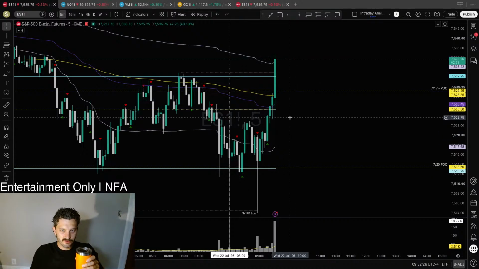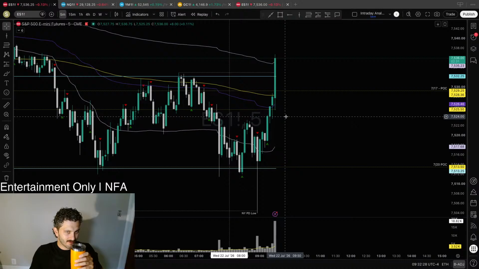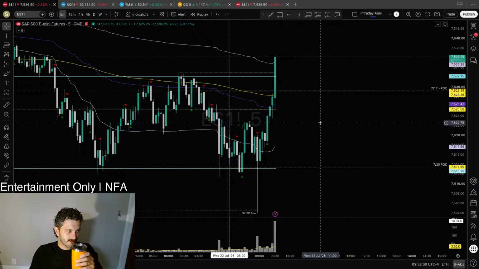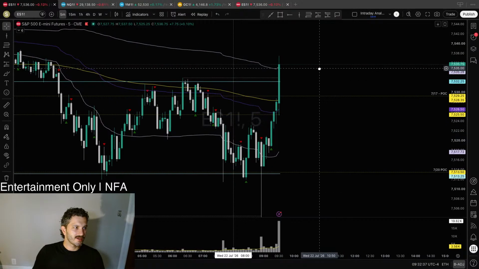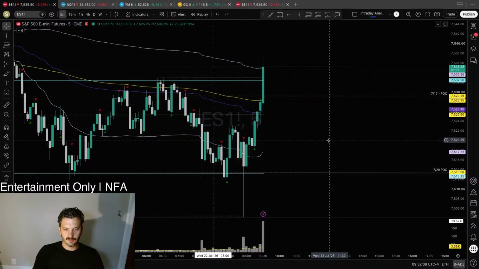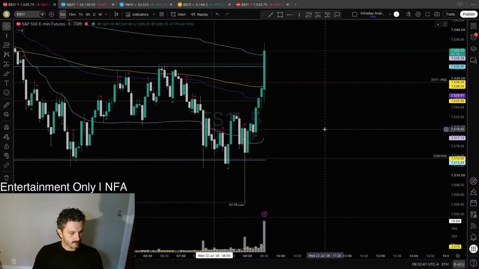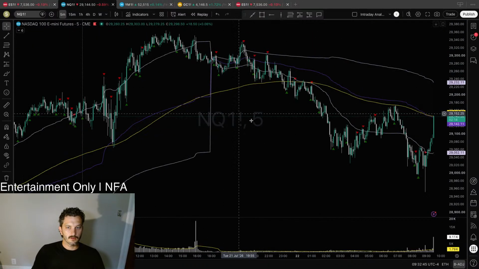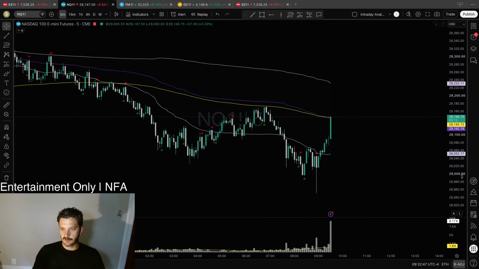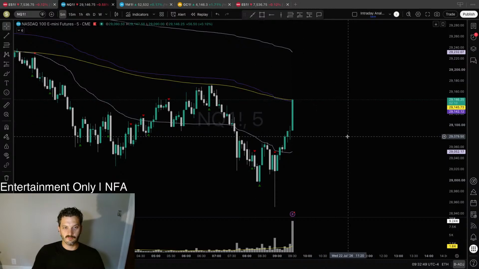How about you guys? Everyone who's in the stream, got a bias today? What are we thinking? Are you guys also watching ES, or are you guys trading NQ? Let's see what NQ is doing. NQ's right at that 200 EMA and VWAP.